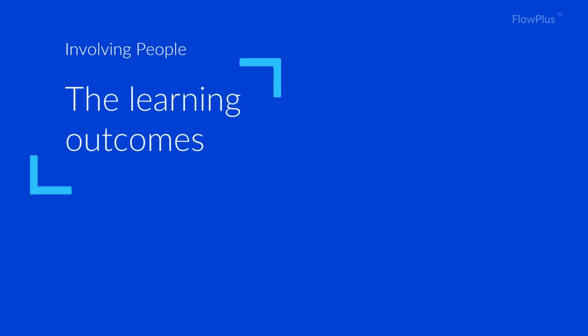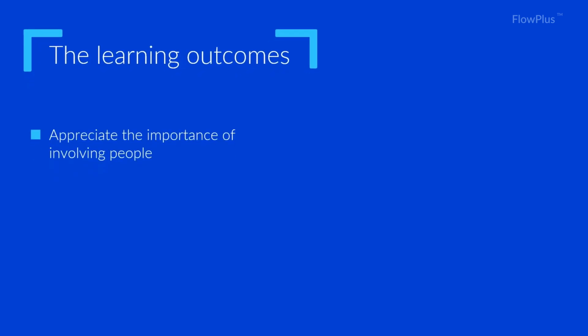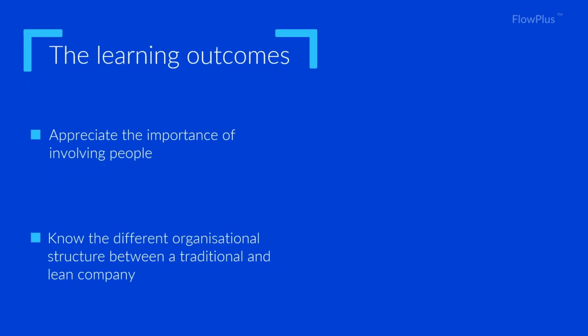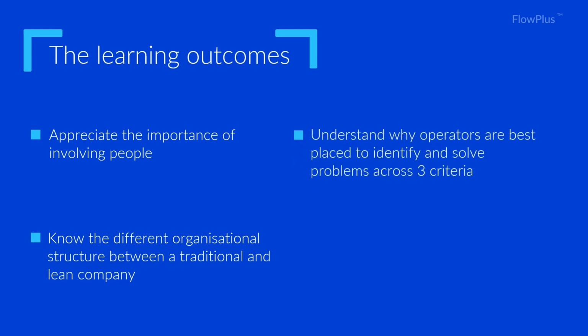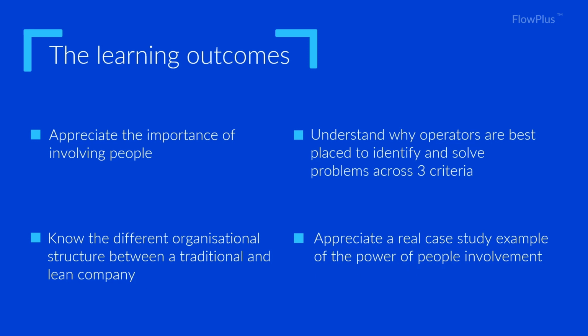By the end of this module, you'll appreciate the importance of involving people. You'll know the different organisational structure between a traditional and a lean company. You'll understand why operators are best placed to identify and solve problems across 3 different criteria. And you'll appreciate a real case study example that demonstrates the power of people involvement.